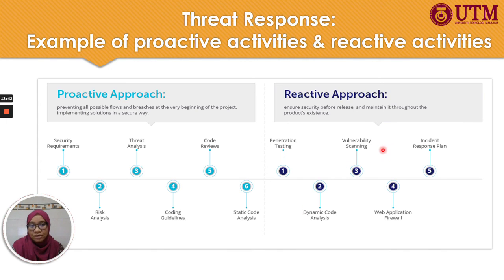And we also do the vulnerability scanning and the web application firewall, because something has already happened. So whatever it is, you need to look at the firewall to detect how far the damage has gone. And then the incident response plan. This is the last one. When an incident happens, you still need to come up with a plan. We cannot simply take action without a proper plan.